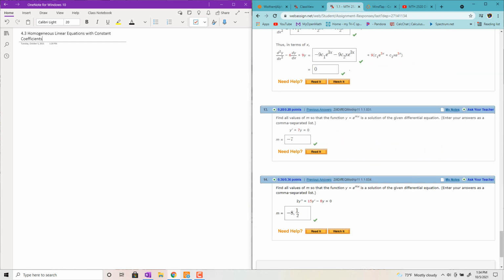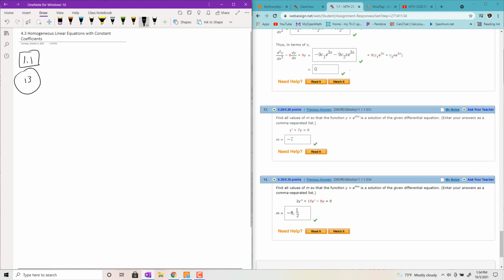But anyways, kind of the motivation, we've already seen it, in your homework in 1.1, believe it or not. They were sort of foreshadowing this issue that is coming along today. So in 1.1, number 13 here: find all values of m so that the function y equals e to the mx is a solution to the differential equation y prime plus 7y equals 0.